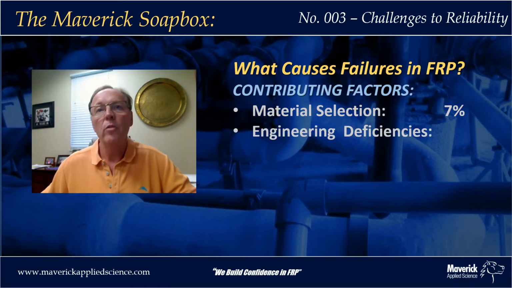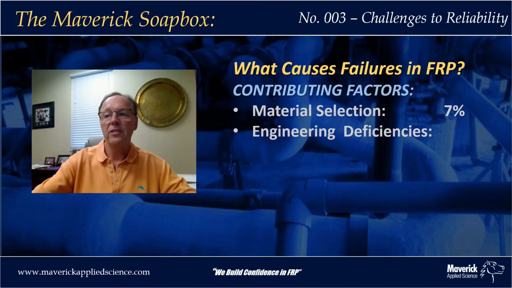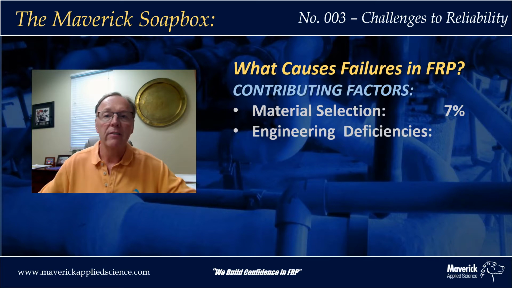Now we're going to move on to the next contributing factor, engineering deficiencies. Engineering deficiencies could be an error in calculations, not following the standards, or using unverified material properties. In the case of piping, it could be that a pipe stress analysis should have been performed but was not. These would be examples of engineering deficiencies. Engineering deficiencies were found in 39% of the cases examined to be a contributing factor to the failure.